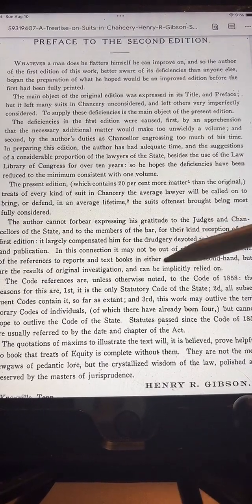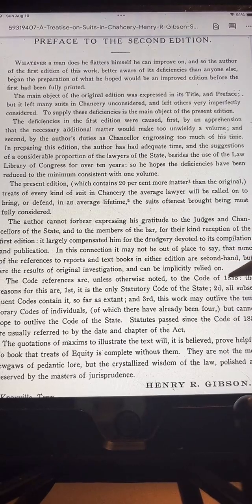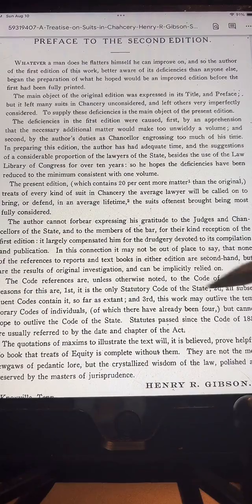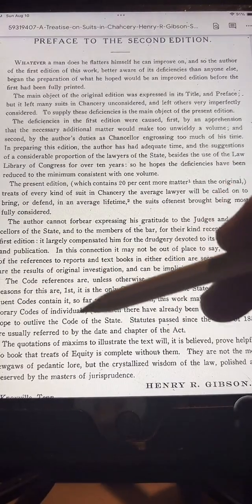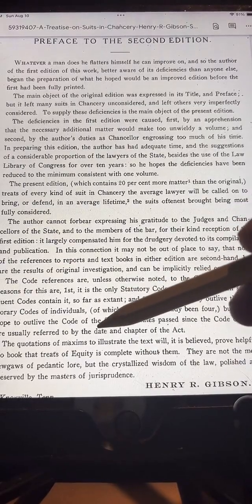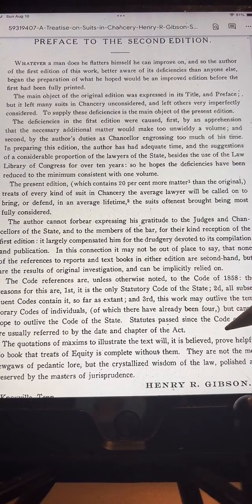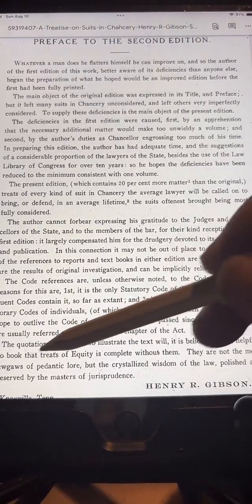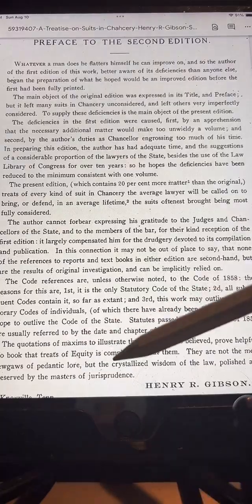The code references are, unless otherwise noted, to the Code of 1858. The reasons for this are, first, it is the only statutory code of the state. Second, all subsequent codes contain it so far as extent. Statutes passed since the Code of 1858 are usually referred to by the date and the chapter of the act. The quotations of maxims to illustrate the text will, it is believed, prove helpful. No book that treats of equity is complete without them. They are not the mere gewgaws of pedantic lore, but the crystallized wisdom of the law, polished and preserved by the masters of jurisprudence.